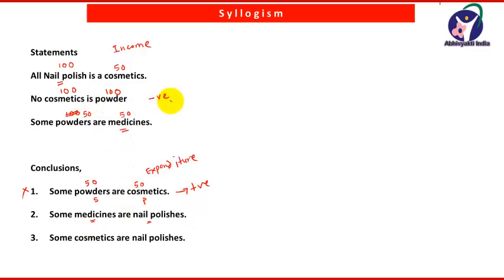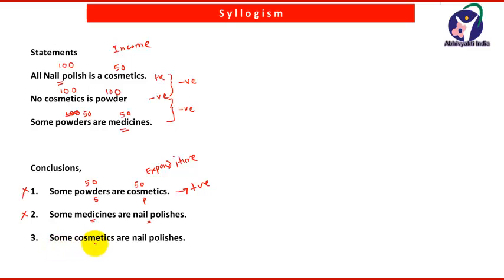If you connect the first, second and third, this is a negative statement and this is a positive statement, so the conclusion will be negative. And then if you join this statement and the first statement, which is positive, the negative statement and this positive statement will give you a negative conclusion. So this conclusion is not negative, it is positive, and therefore it will not follow.